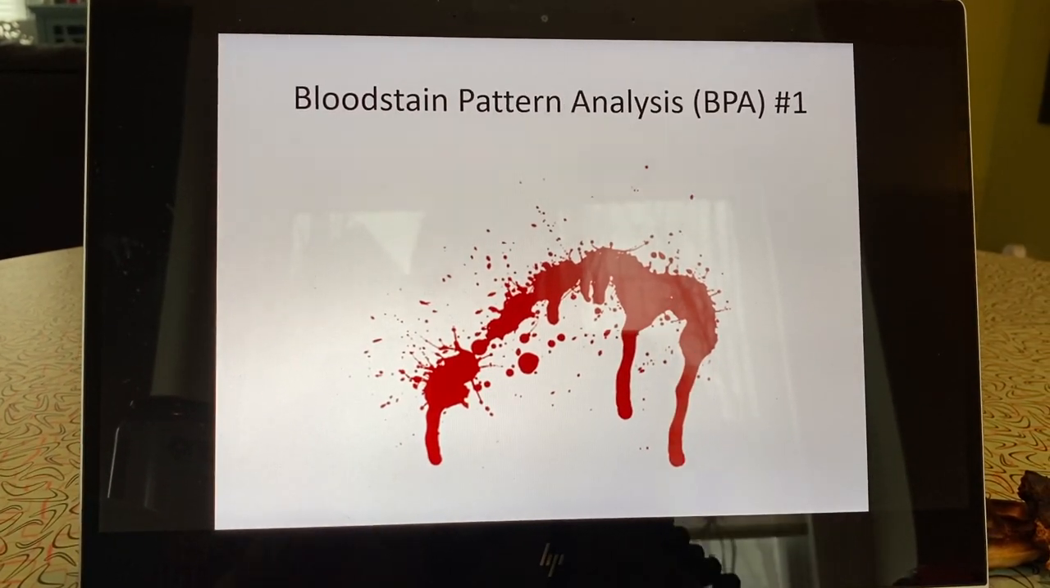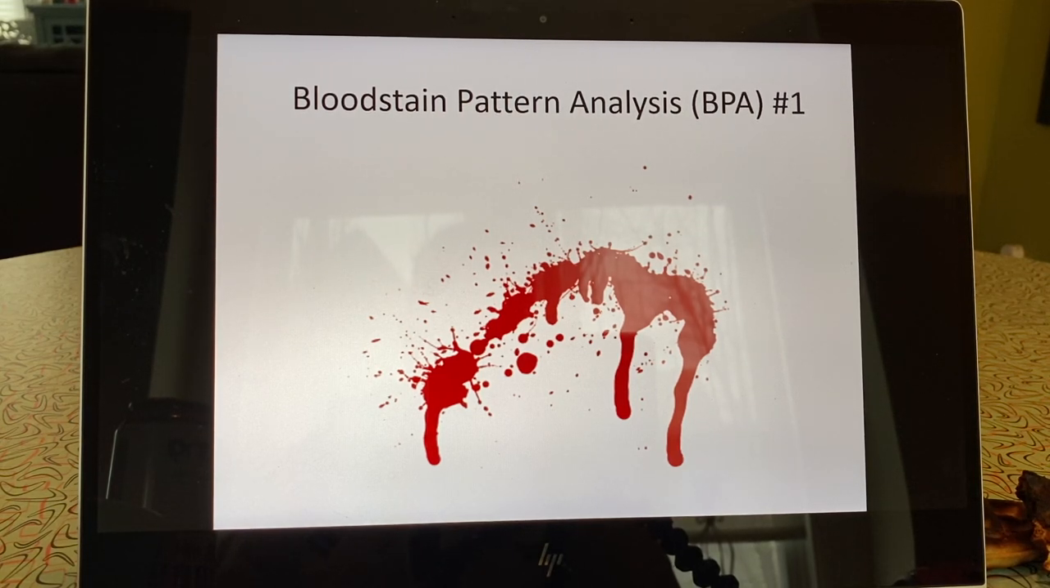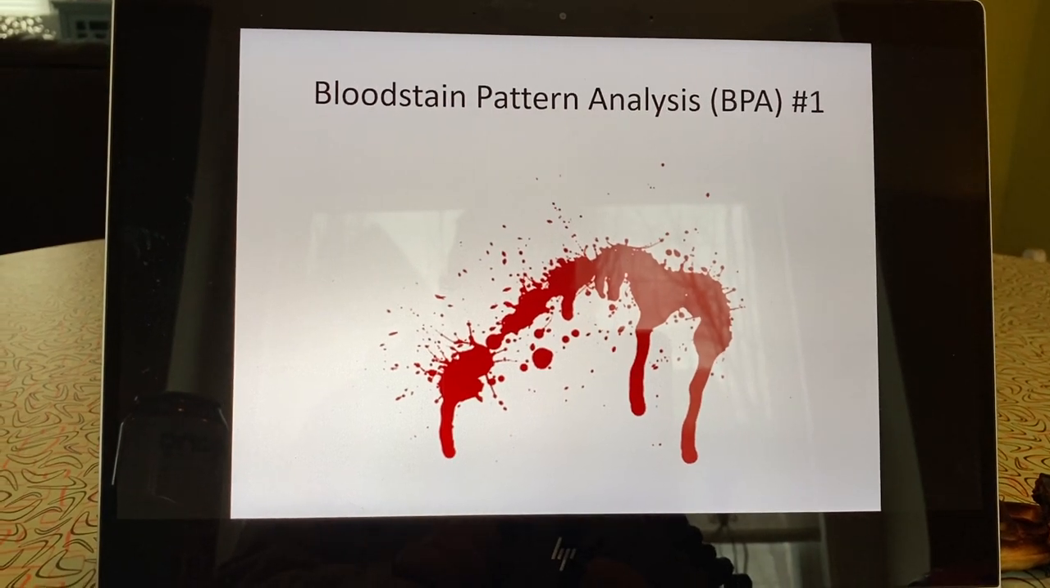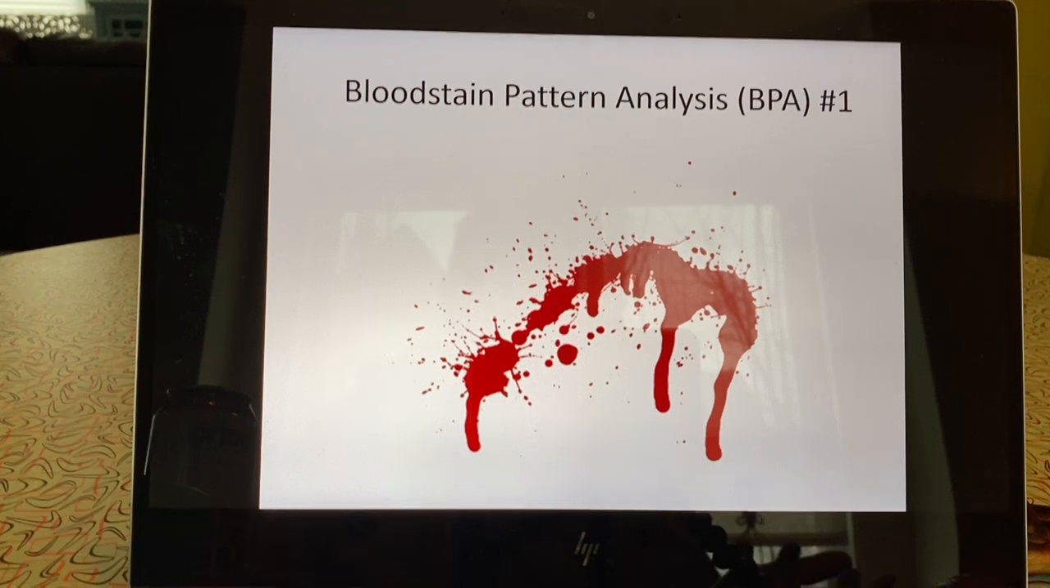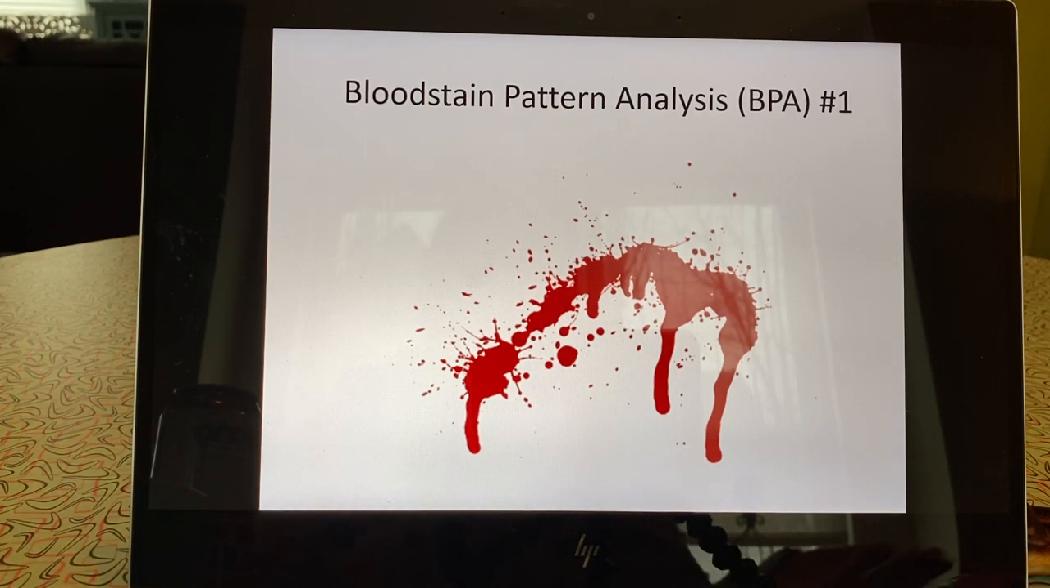So first of all, we've all heard the term blood spatter. That's correct, but it's more of a slang term. The correct term for this type of forensic discipline is bloodstain pattern analysis. One term that's not correct is blood splatter with an L. Unfortunately, in the case study that we're going to watch, you'll hear detectives using that term. So technically, it's not correct.